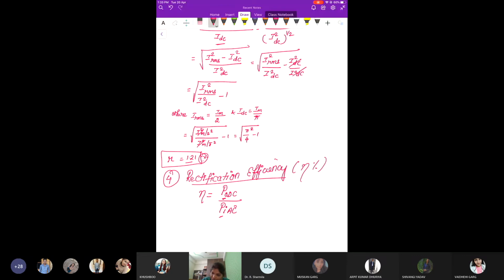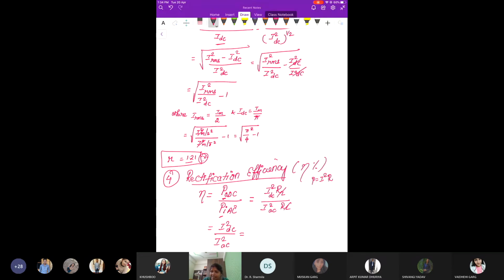Generally you know from physics that power is represented by I square into R. So I am going to write the output DC power as I square DC into RL, since the output is taken across the resistance RL. Similarly, write the input AC power as I square AC into RL. Here the RL will get cancelled, so you will get I square DC by I square AC.